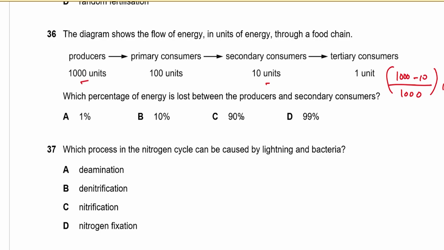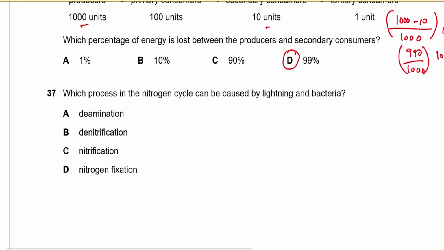So 1,000 minus 10, right? This gives us 0, then here it will be 10, then we get 9, then here again 9. So it's 990 over 1,000. Then the answer that we get, we multiply by 100. When you work it out, you get 99%. So our choice here will be D, which is 99%.